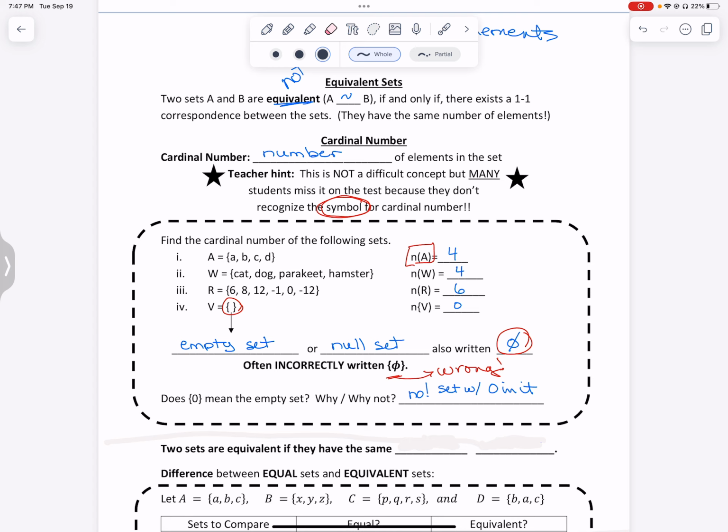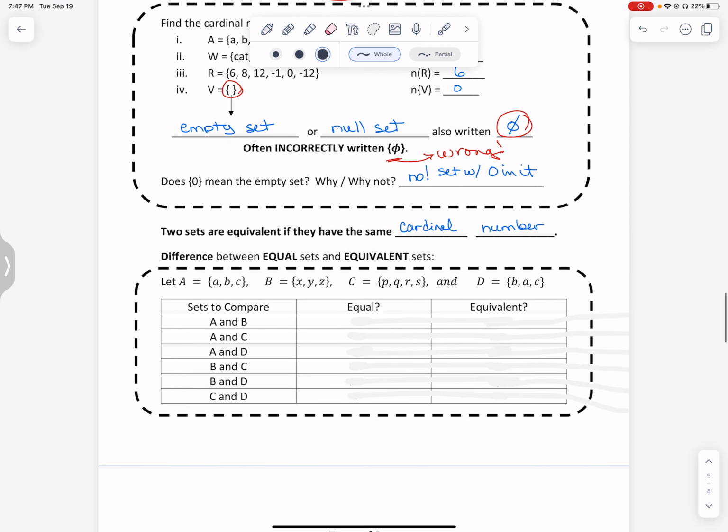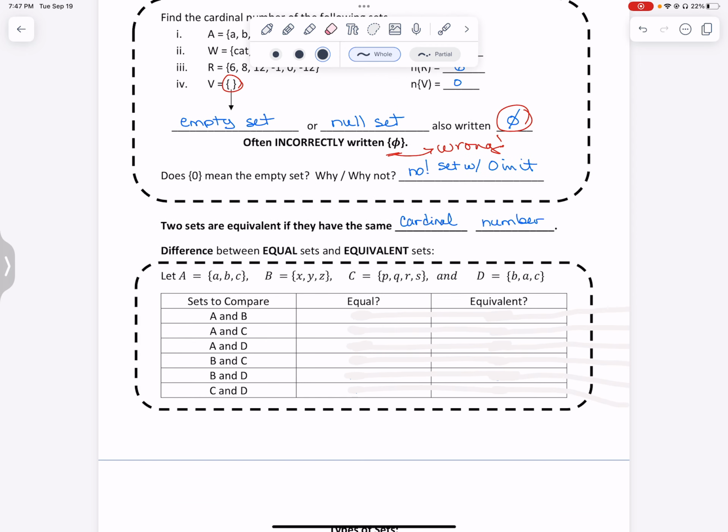So two sets are equivalent if they have the same cardinal number. They have to have the same cardinal number, not the same elements. Okay, so let's see which of these are equal and which ones are equivalent. Let's check out A and B. Notice A has ABC in it and B has XYZ. So are they equal? No, they're not the same. They don't have the same elements, but they are equivalent because they have the same number of elements.